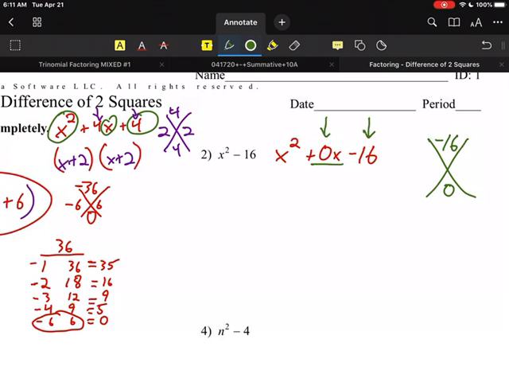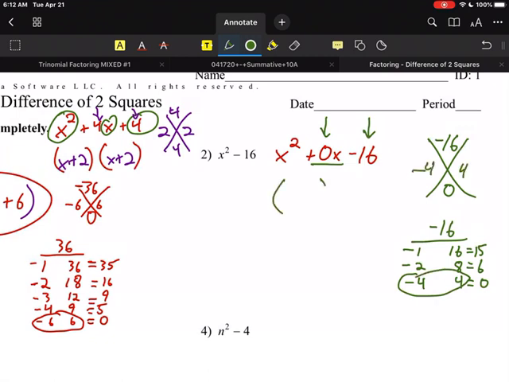Which numbers can multiply to negative 16 and add to 0? Okay, well, I got 1 and 16, I got 2 and 8, I got 4 and 4. I'm going to make this column negative. Again, when it's 0, it doesn't matter which column is negative. And so you got 15, you got 6, and you got ding, ding, ding, 0. So negative 4 and 4.